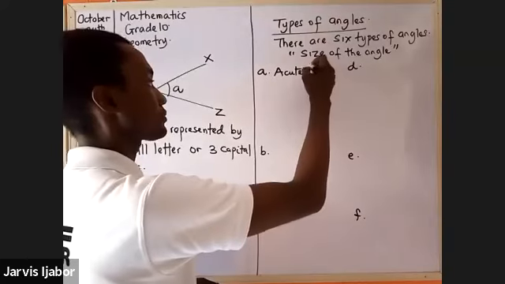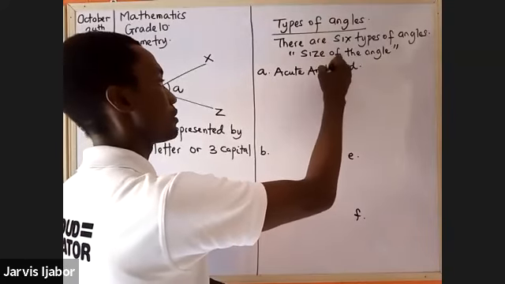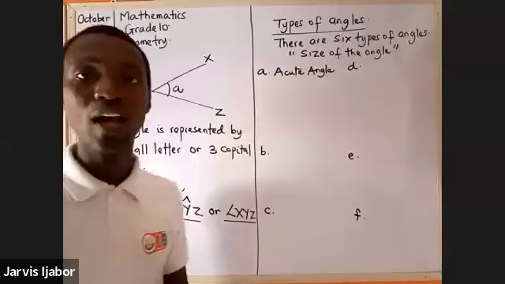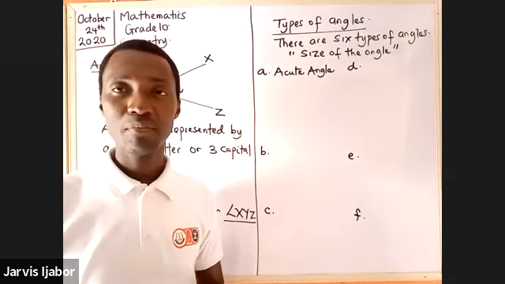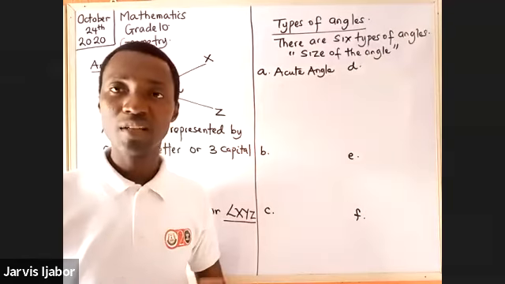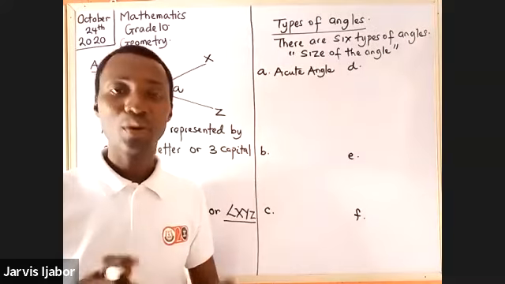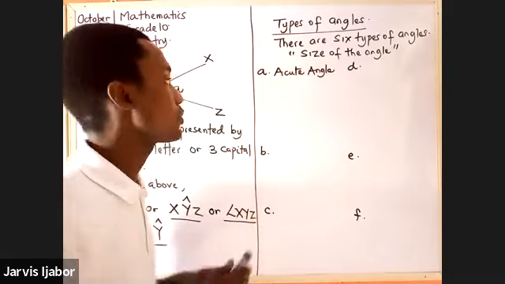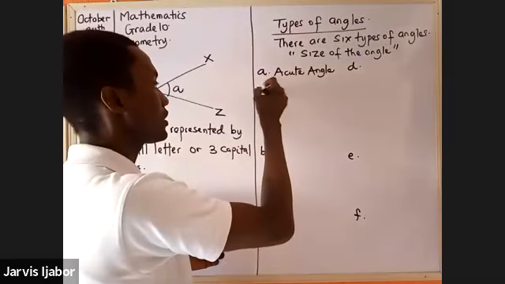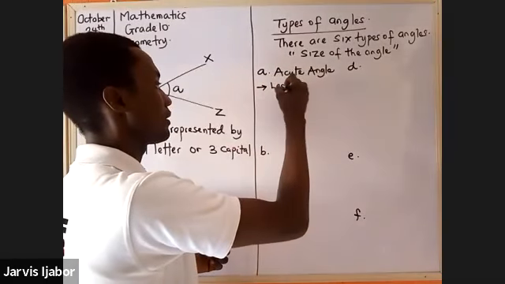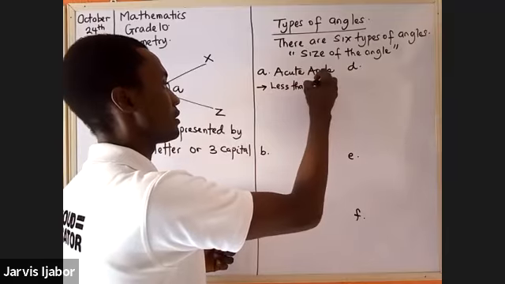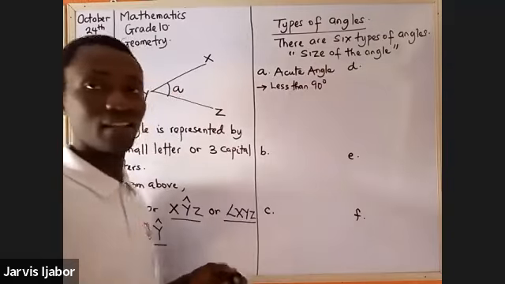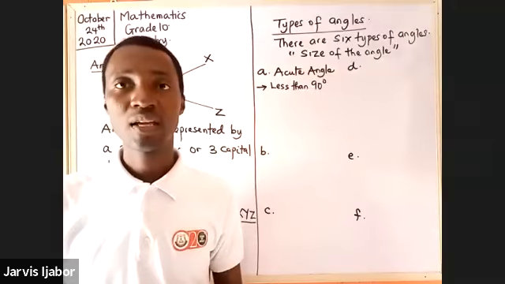Acute angle. The word acute suggests a small angle, and in our mathematical description, an acute angle refers to an angle that is less than 90 degrees. So we expect this angle to be usually what? Less than 90 degrees.